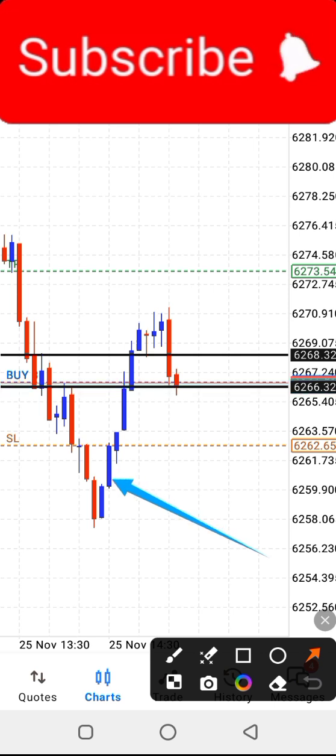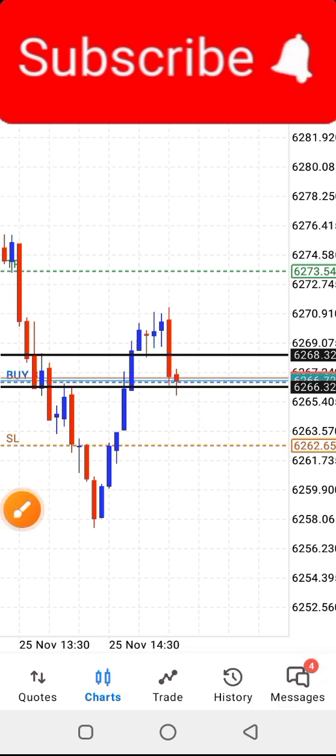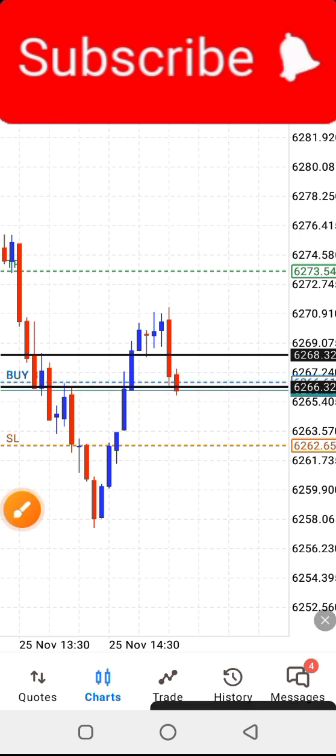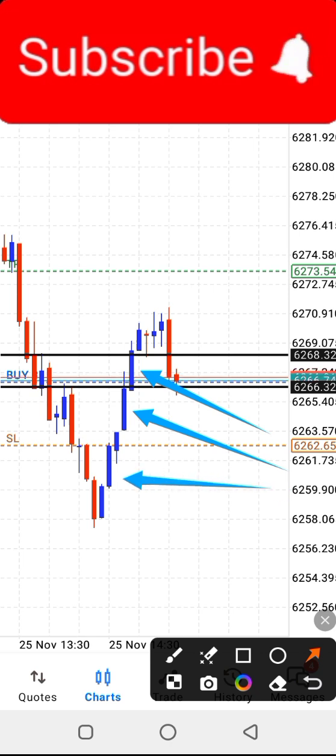Okay, so along this leg I look for inefficiencies. All right, so the only issue I had was we had several inefficiencies. When I say inefficiency, I'm talking about fair value gap in this particular case. So we had one fair value gap right here. We had one fair value gap right here. We had another fair value gap right here. Also, this side we had another fair value gap. So we had like three fair value gaps along that leg. So it brings confusion to beginner traders.